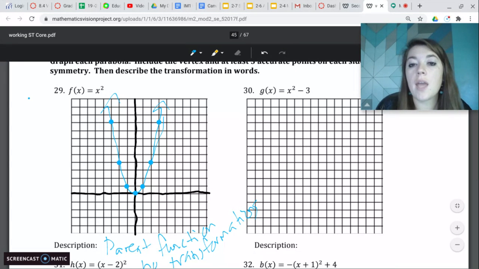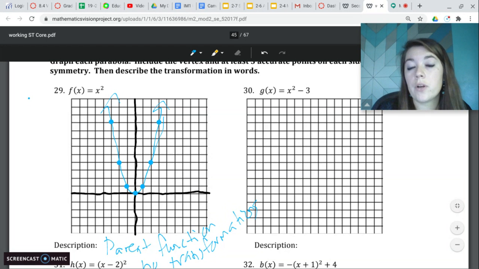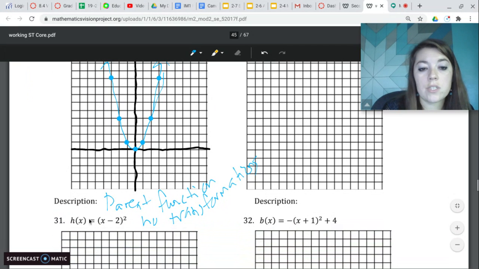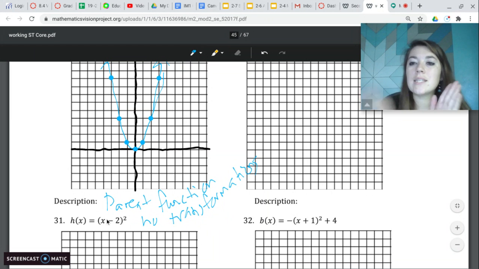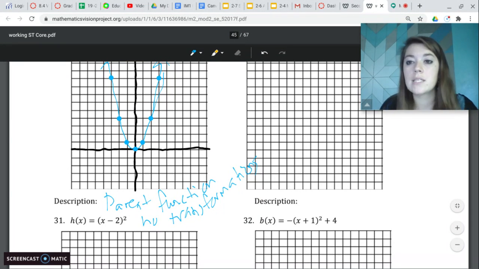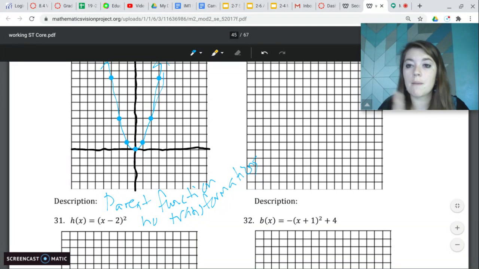Now, when we add or subtract a number to the outside of this, so like in number 30, that means it's either going to move it all up or all down, depending on whether you're subtracting or adding. When we have a number inside the squared, so like on 31 and 32, it's the opposite direction than you would think. So if it's minus some number, that means you're going to the right that much. If it's plus some number, you're going to the left. So it's the opposite direction you would think.